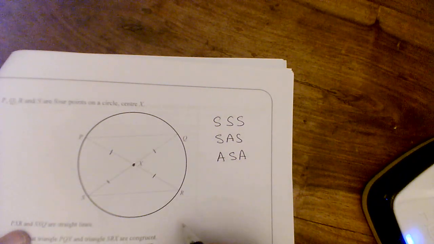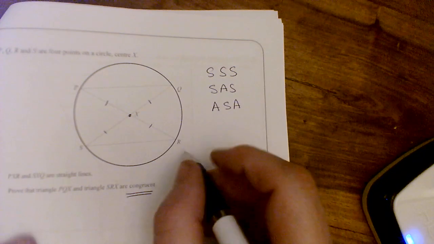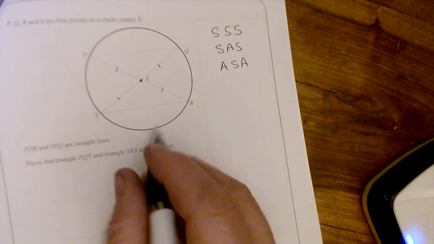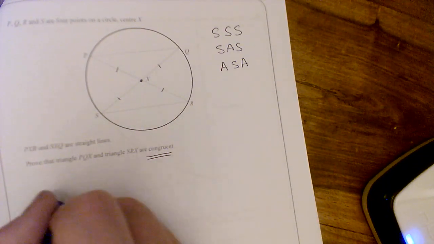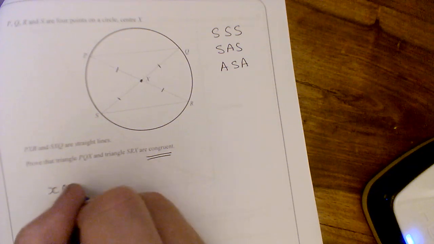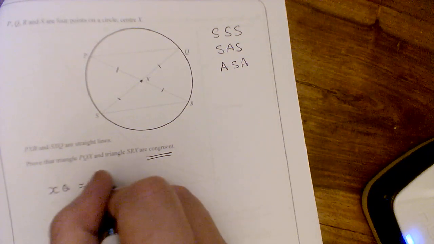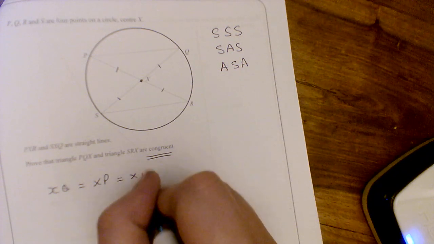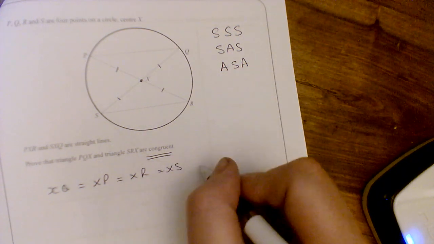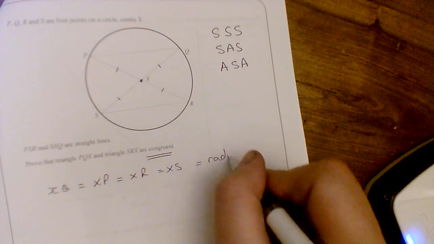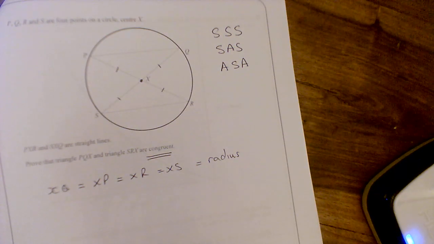So all those lines are exactly the same, aren't they? They're all radiuses. So let's just write that down. We've got to prove it, so we're going to make statements. So XQ is equal to XP, which is equal to XR, which is equal to XS, which is equal to the radius. So that's my opening point.